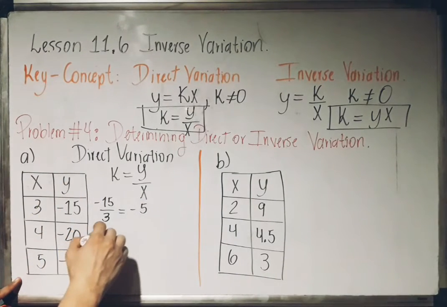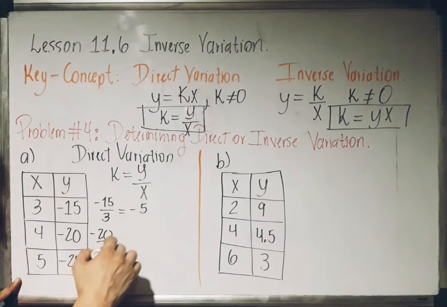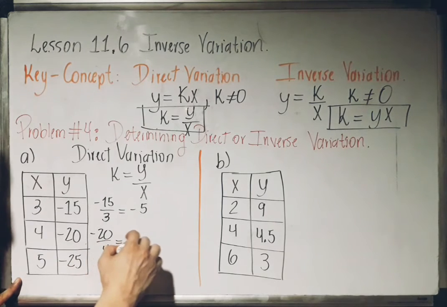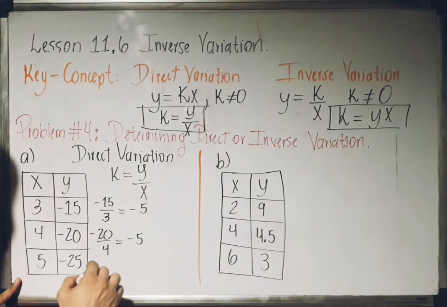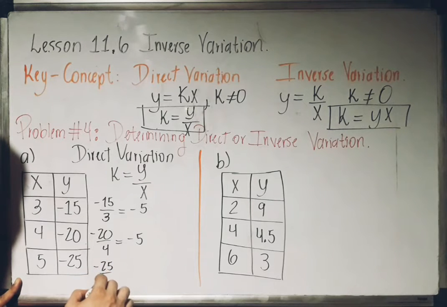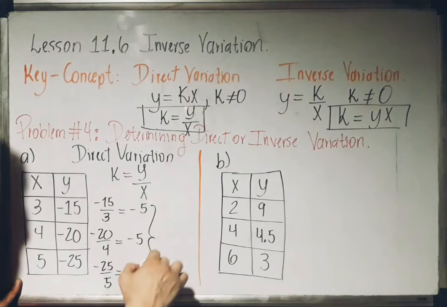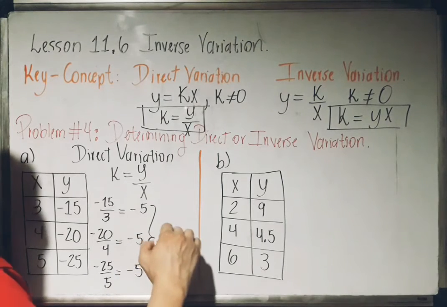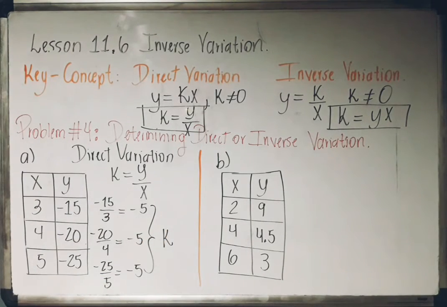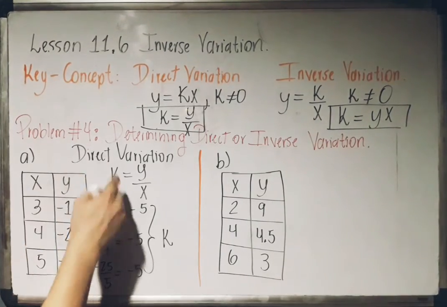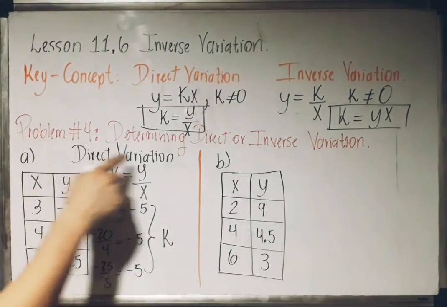Now I'm going to check with the second one. Negative 20 divided by 4 is negative 5. And also with the last one, negative 25 divided by 5 is equal to negative 5. If you see, all of them are the same value. Okay, that means that the variation that you have in this example is direct variation.